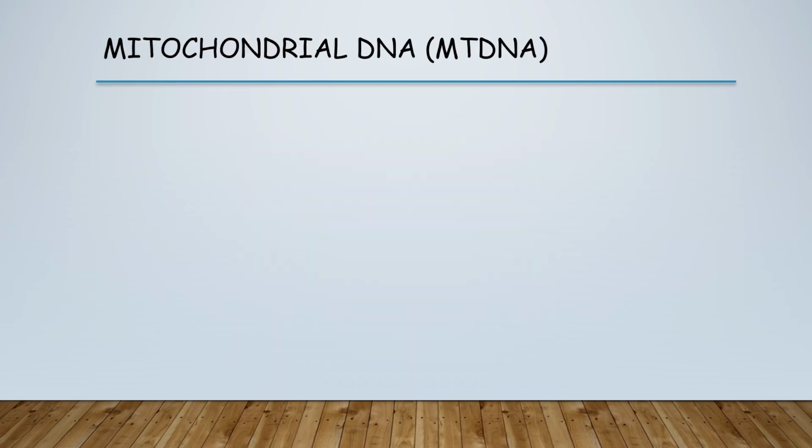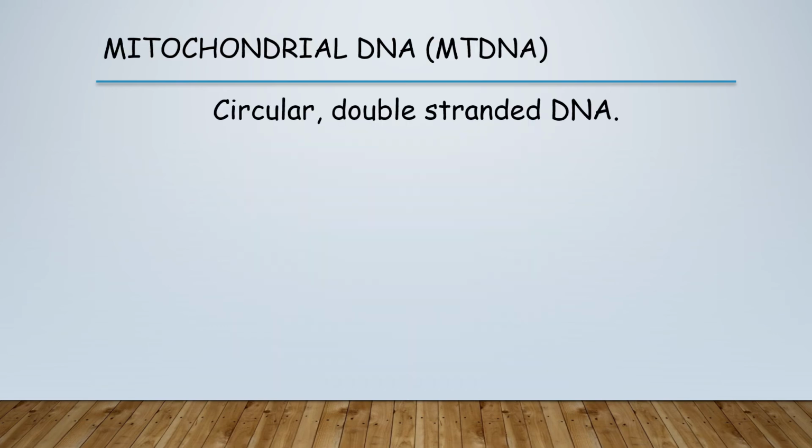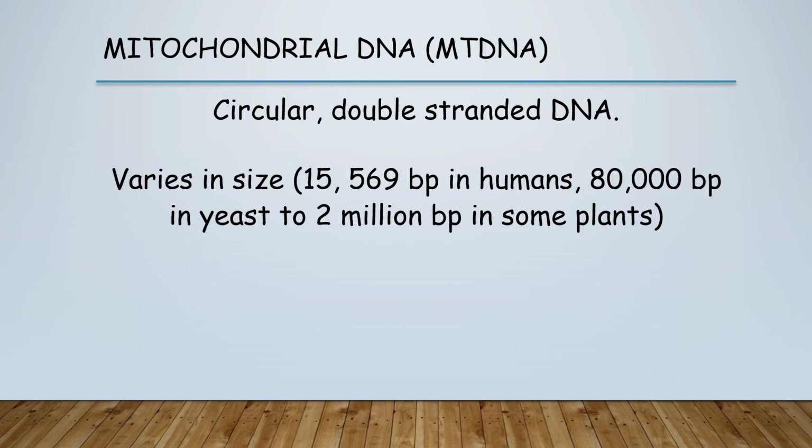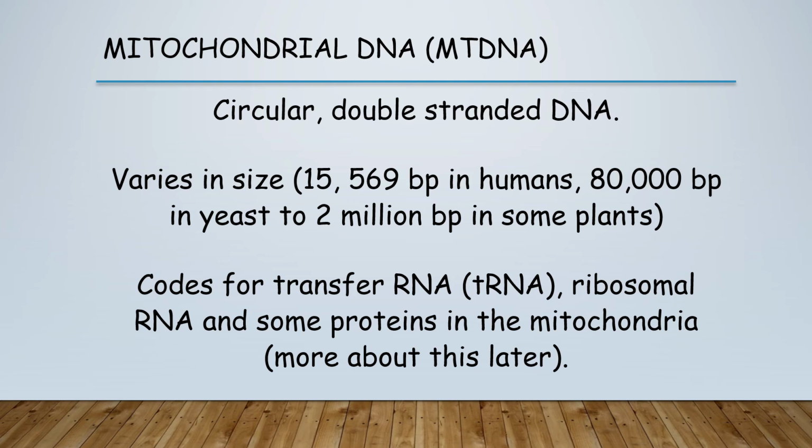So mitochondrial DNA is circular and double-stranded. It can vary in size. Those numbers there, BP, are known as base pairs. So it can go from about 15,500 base pairs to 80,000 base pairs in yeast, up to 2 million in some plants. It codes for transfer RNA, tRNA, ribosomal RNA, and some proteins in the mitochondria, but we'll talk about that more later on.